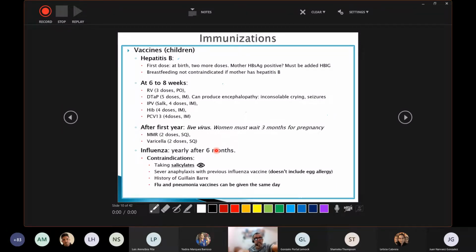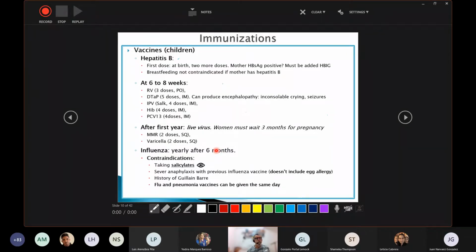So clarify the detail of those vaccines and aspirin. Those vaccinations need to be postponed until the moment in which the child or the adolescent stops taking the aspirin, because they are not taken forever. Easy. Period. Apart. The other condition is Guillain-Barré.